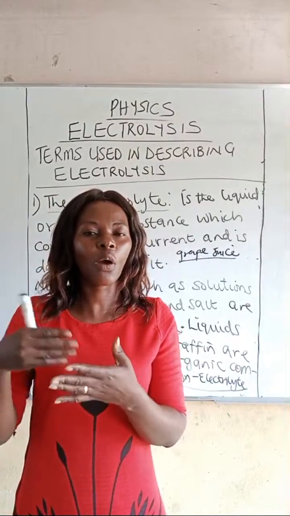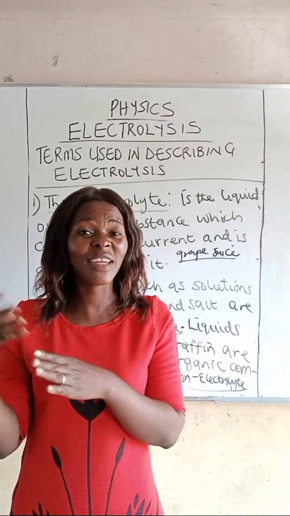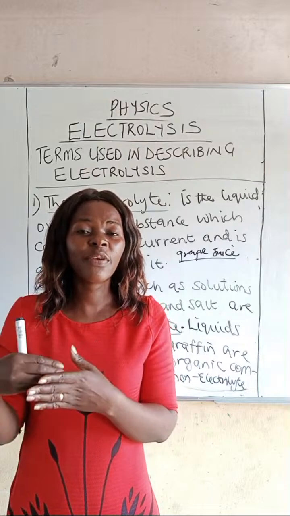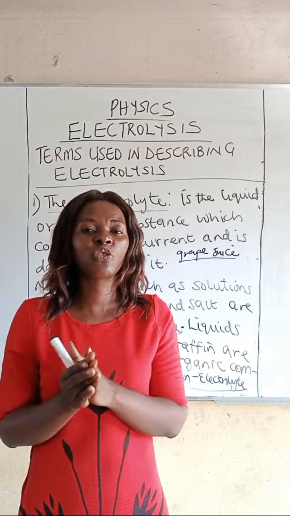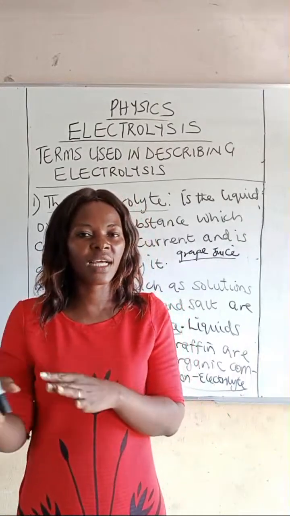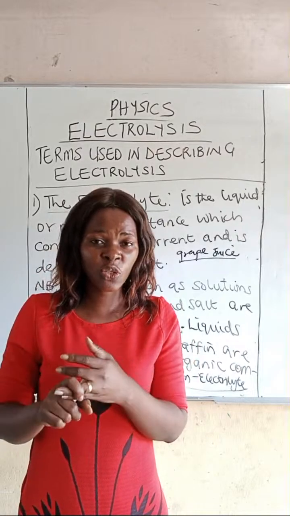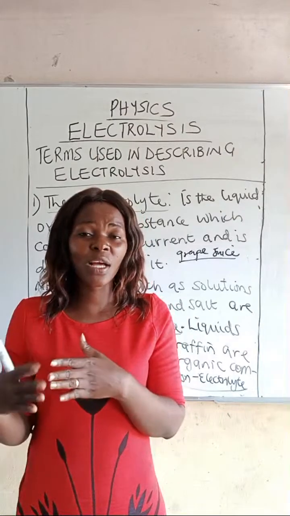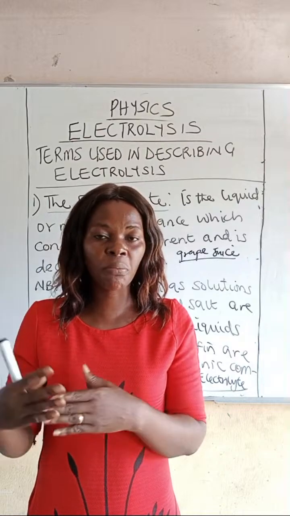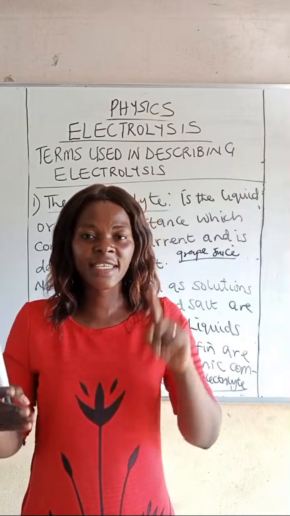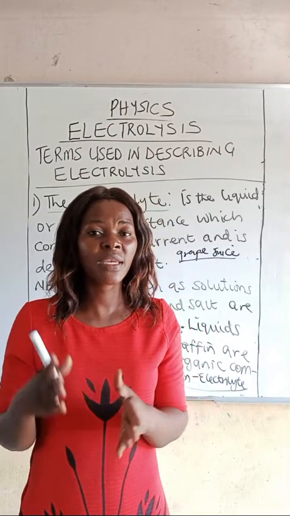So any compound that is gotten from organic chemistry, they are generally non-electrolytes. Do we understand? So they are generally what? Non-electrolytes. So you should not forget that substances are classified into two: electrolyte and what? Non-electrolyte. Now, electrolyte allows current to pass through them, but non-electrolytes are poor conductors of electricity. So most times we don't use non-electrolytes in electrolysis. Is that okay? All right, so let's look at other terms used in describing electrolysis.